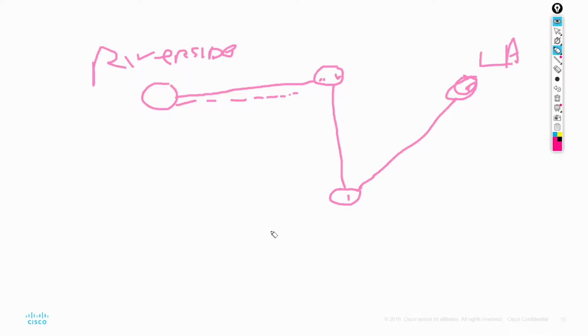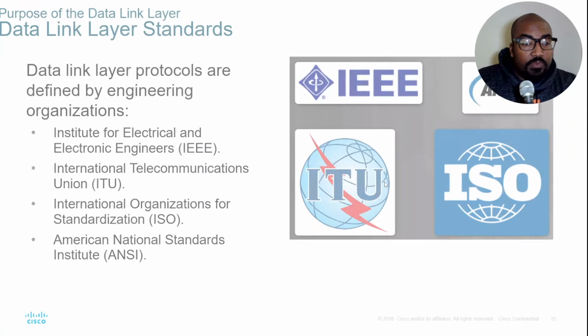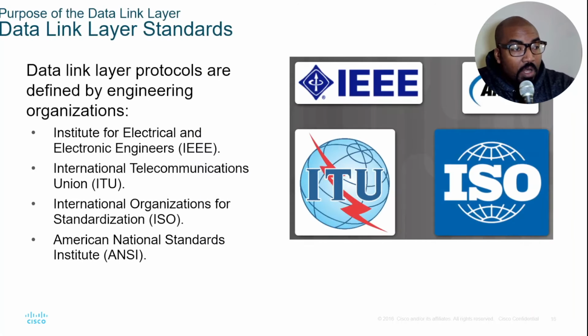More than likely, they are going to hit different types of hubs, right? They're going to hit different routers, essentially, which means those are the different areas in which they are going to hand off the package so it can get to where it needs to get to. Data link layer protocols are defined by engineering organizations: the IEEE, ITU, the ISO, and American Standards, the ANSI.